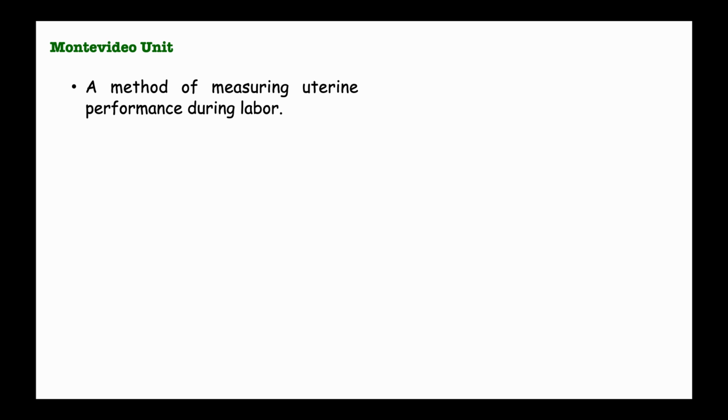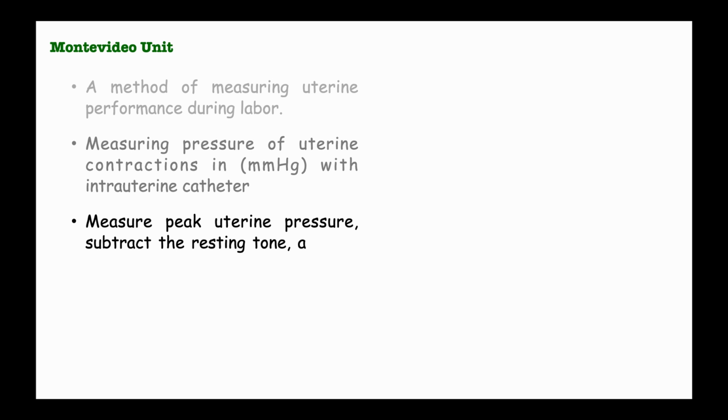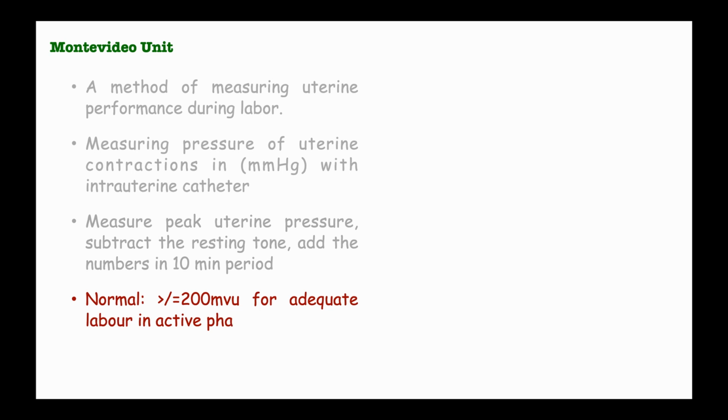Another important thing I want to draw your attention to is what we call the Montevideo unit, and this is a method of measuring the uterine performance during labor. Now, when we measure the pressure within the uterus, we do so with an intrauterine catheter. Then, once we get the peak uterine pressure, we subtract it from the resting tone of the uterus. The answer we get, we add it together within a 10-minute period. And so, a normal Montevideo unit of 200 or more is considered adequate for labor in the active phase.